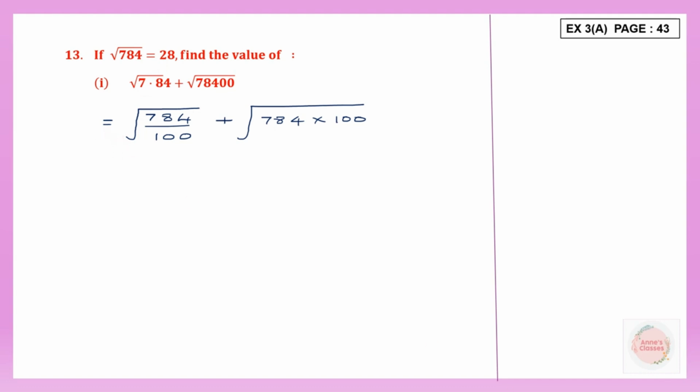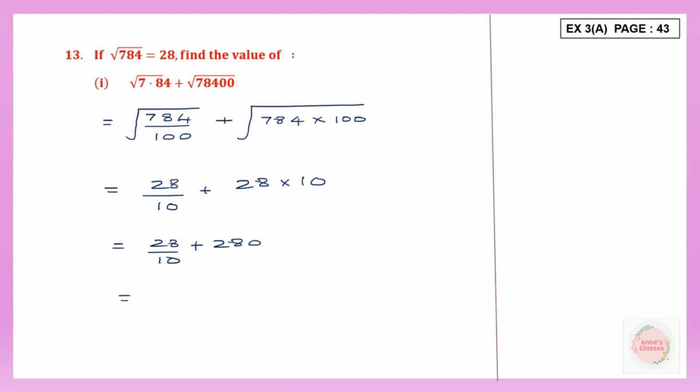So let's write that. The question says the square root of 784 is 28. So that means 784 is given here. That's 28. So we just have to write 28, and we know the square root of 100 is 10, because 10 into 10 is 100. Plus, similarly here also, instead of 784, I can write the square root of 784, which is 28 into 100. And the square root of 100 is 10. So that is 28 into 10. So here I can write this as 28 by 10 plus 28 into 10 is 280.